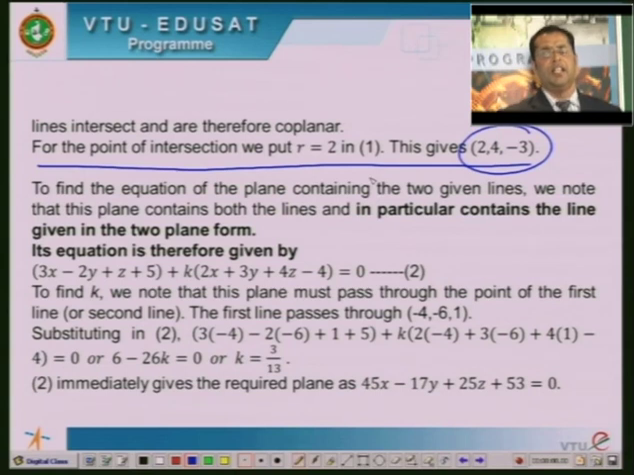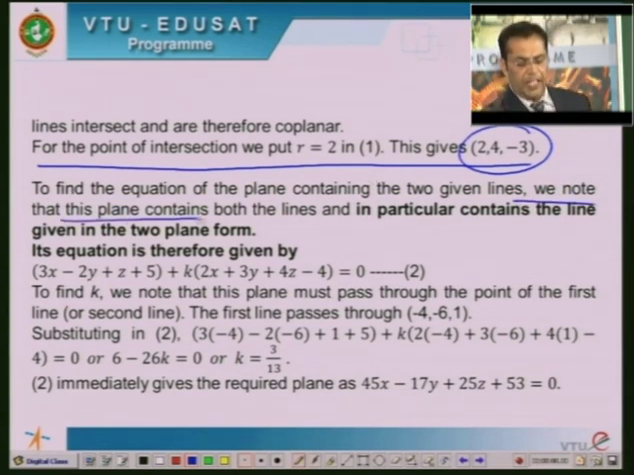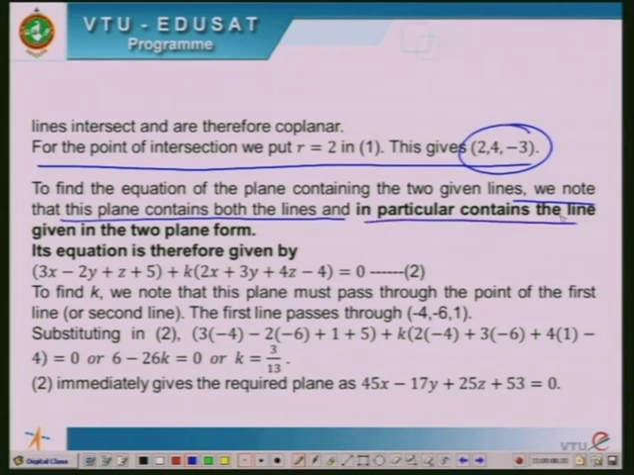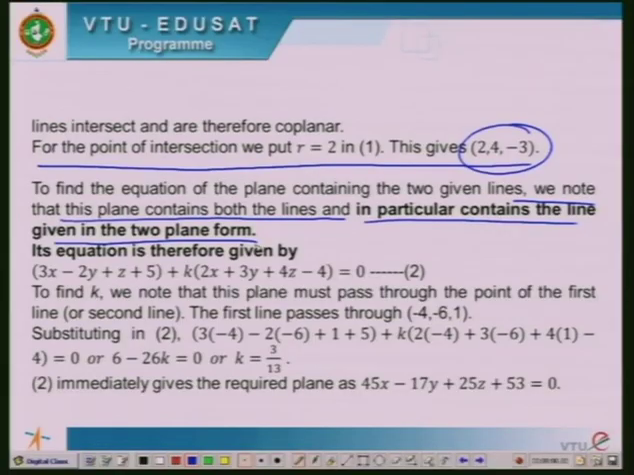Now, to find the equation of the plane that contains the two given lines, we note that this plane contains both the lines, and in particular, it contains the line given in the two plane form also. So, equivalently, you concentrate on the line given in two plane form. Since both the lines lie on the same plane, the plane you are trying to find is the plane containing the second line, which is in two plane form. And you know that a plane containing the intersection of two planes, which was explained in one of our previous sessions, is the first plane plus k times the second.